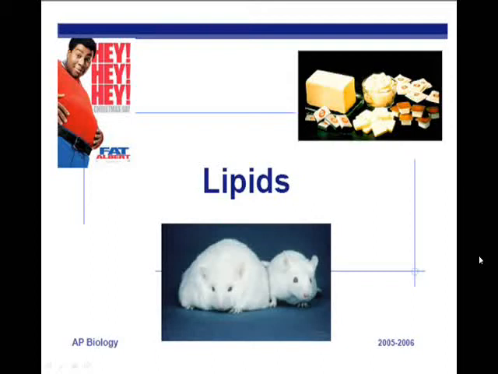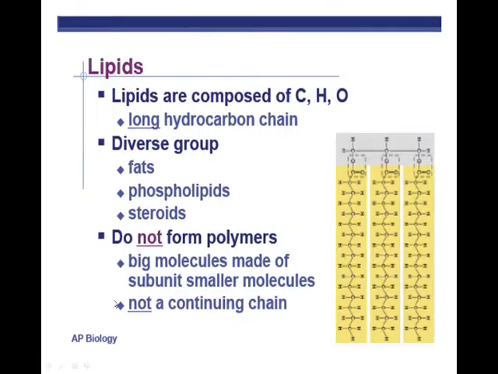This is Brookings APBIO podcast about lipids. We talked in our last video PowerPoint about carbohydrates, and this is our second big macromolecule. Lipids are made mainly of carbon and hydrogen with a very little bit of oxygen.